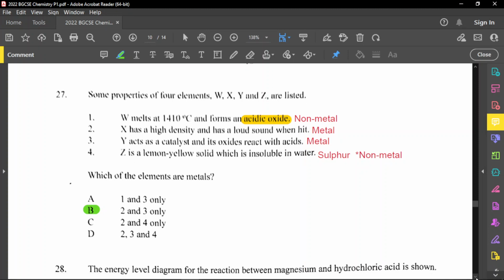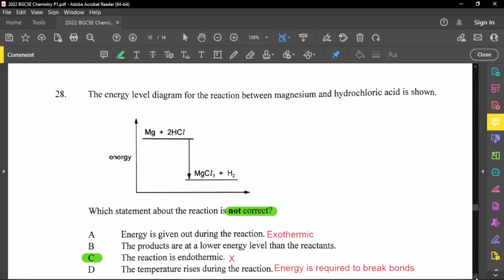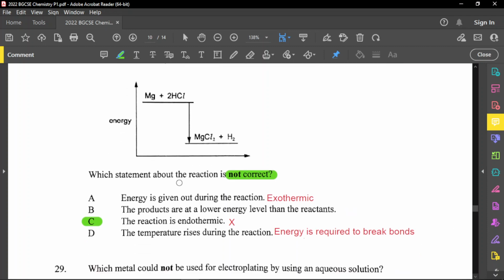All right, let's slide on into question number 28. For question number 28, the energy level diagram for the reaction between magnesium and hydrochloric acid is shown. You have magnesium and hydrochloric acid up here at high energy, and then at the product, you have magnesium chloride and hydrogen gas. These products are at low energy based on the graph. Which statement about the reaction is not correct? Let's go down to the options so we can read through them.